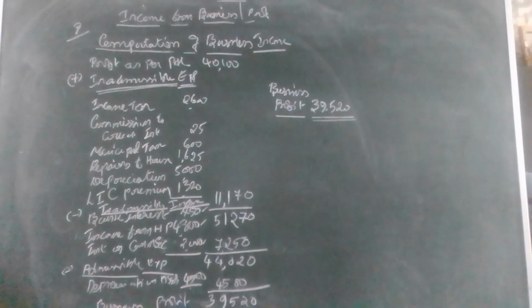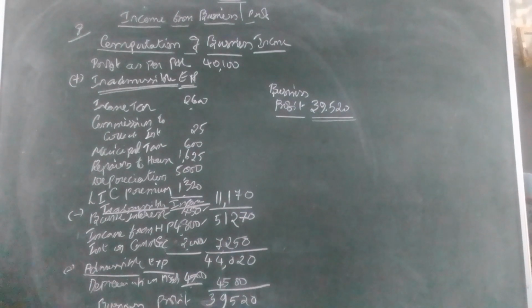Take problem number 8 in income tax by Gaurav Narang. This is the essay type question. Of course, a simple essay type question. In this problem, we have to calculate the business income with the help of the given P&L account, and we are also given inadmissible expenses.